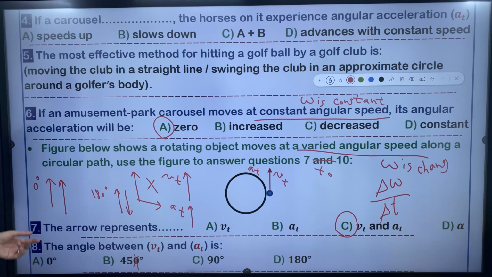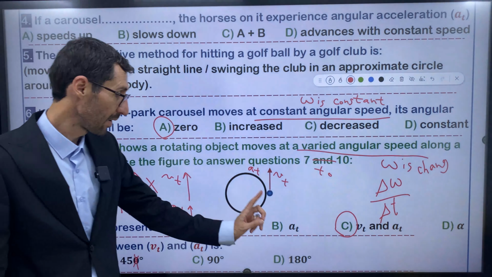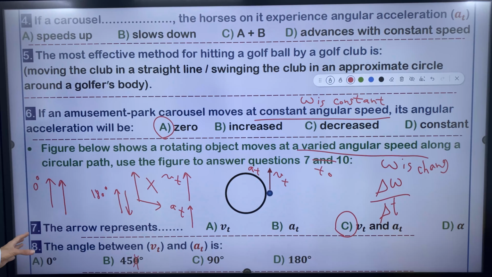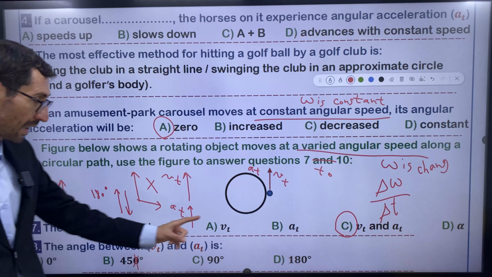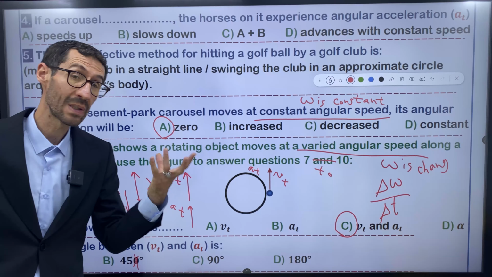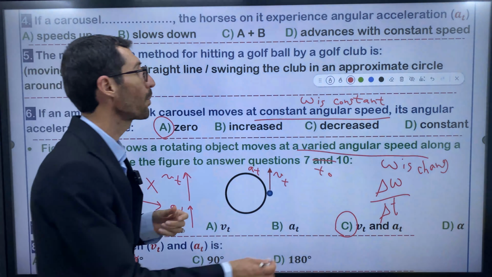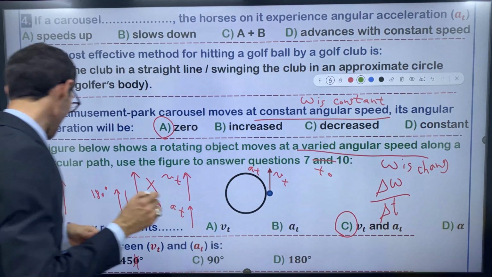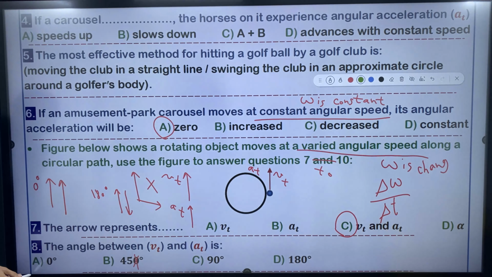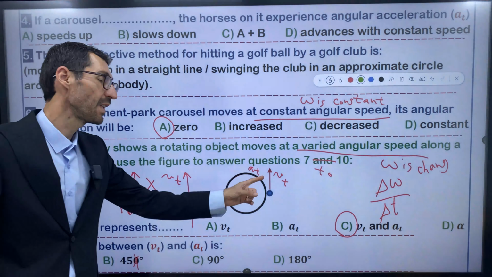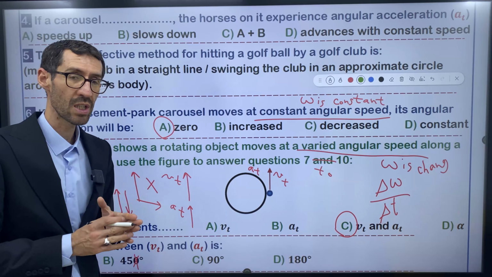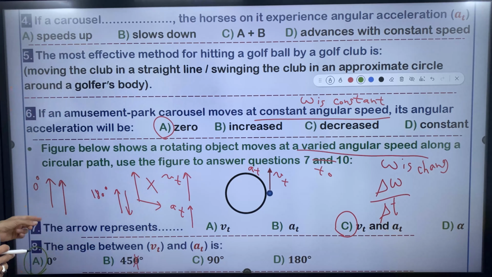So which option is true? We are doubtful right now about A and D. I'm not sure whether 0 degree is right or 180. I want you to guess the answer before I circle it. So I'm sure you chose the right answer, which is 0 degree, because AT and VT are in the same direction. That's why zero angle is true, right?